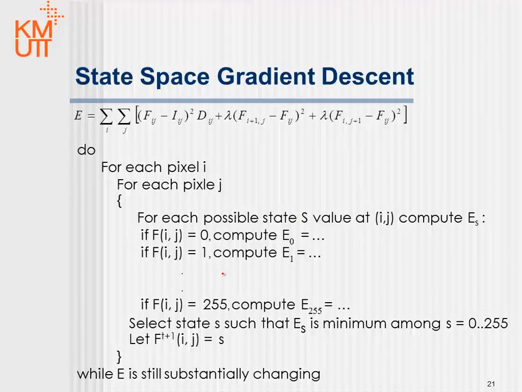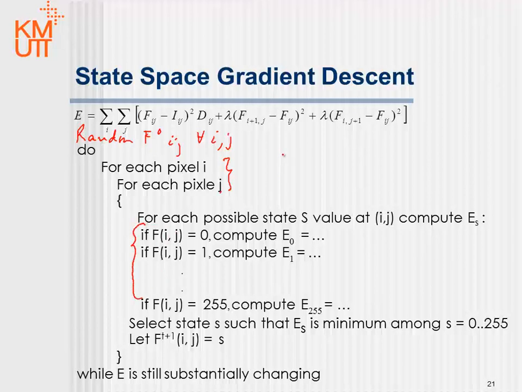And actually, state space gradient descent is very easy, much easier than continuous space because no derivatives are needed. So the algorithm is very simple. First of all, you randomize Fij again, for all ij. That goes without saying. You randomize it, and then you visit each pixel. For each pixel ij, you want to try each possible state of that pixel.